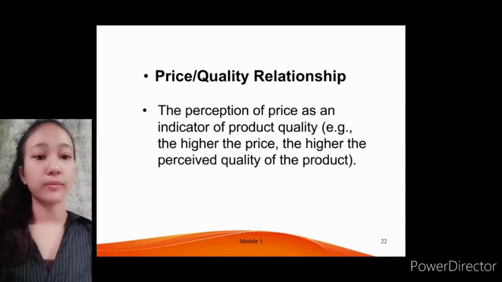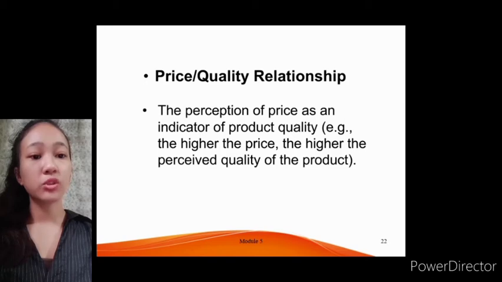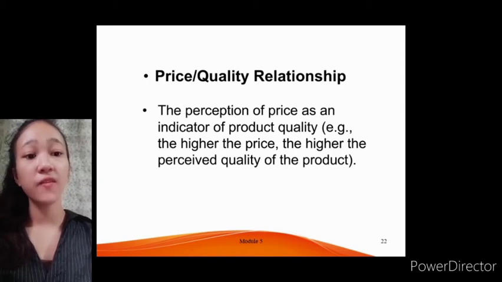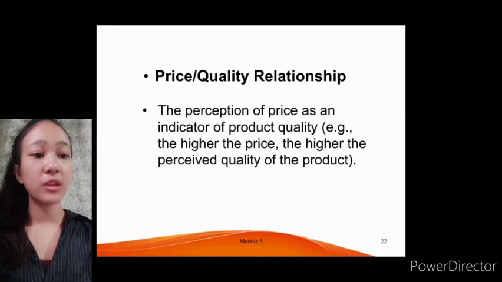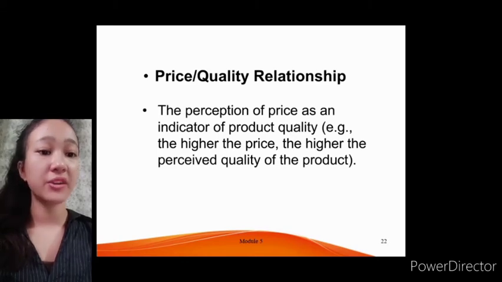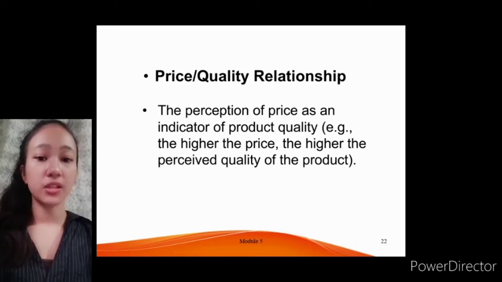Price-quality relationship. It is the perception of price as an indicator of product quality. Example given, the higher the price, the higher the perceived quality of the product.